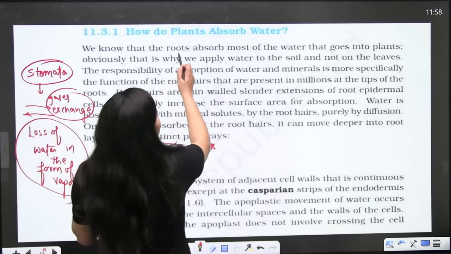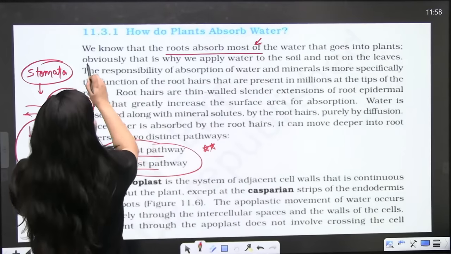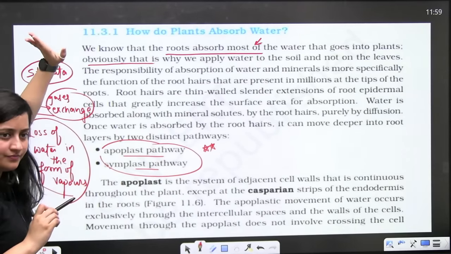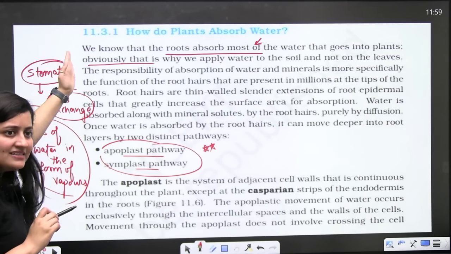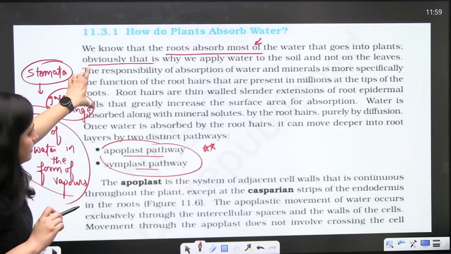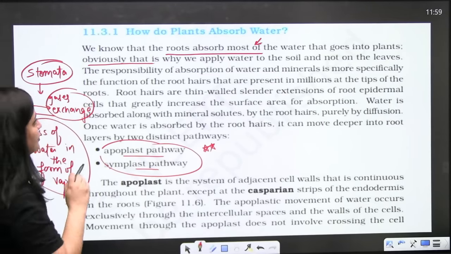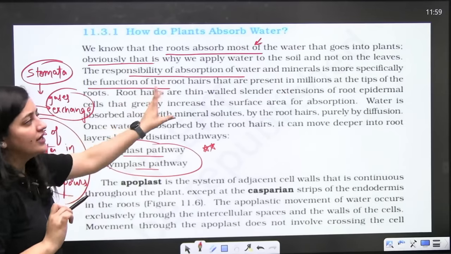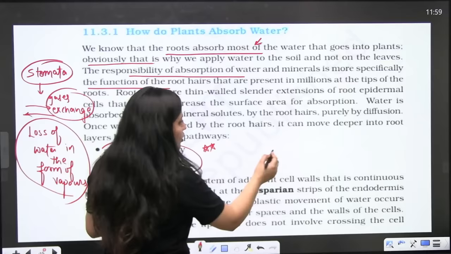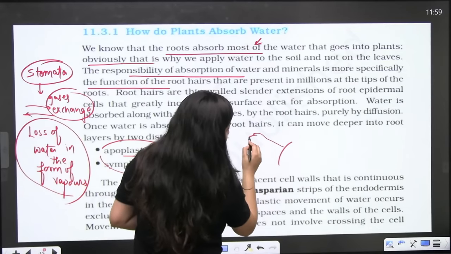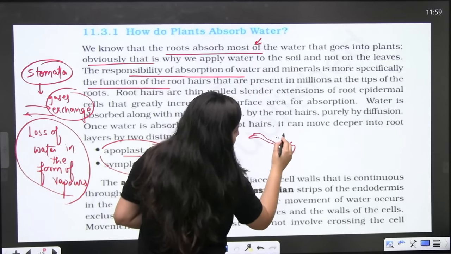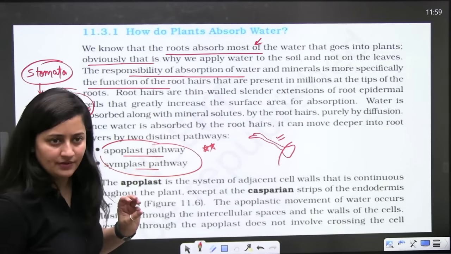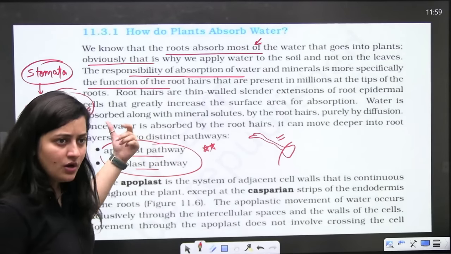So you know that roots absorb most of the water that goes into the plant. From soil, they will take up the water and then pass it to the plant through the xylem, and it is a unidirectional way. So the absorption of water and minerals is the function of the root. Whenever we talk about the root, from the epidermal cells some outgrowths come, and these are the root hairs. They are going to absorb the water.